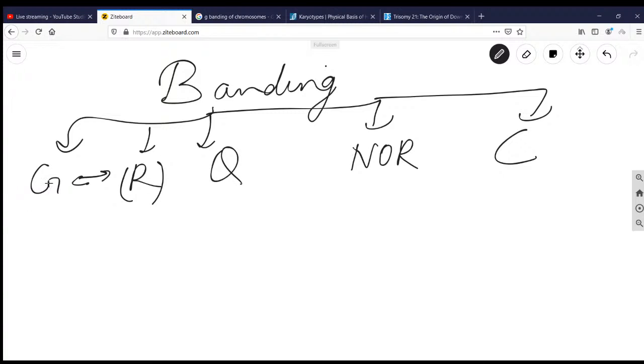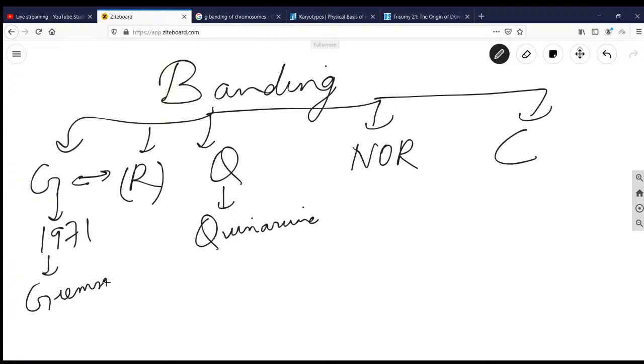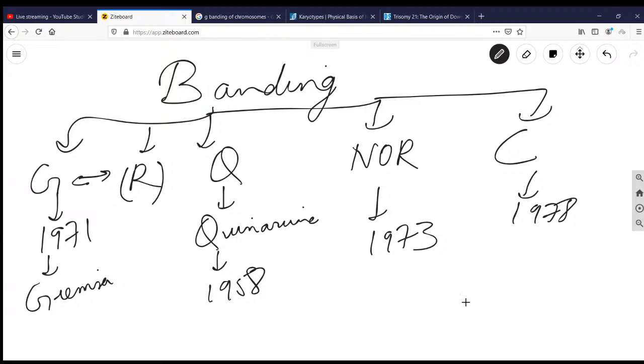G banding was discovered in 1971. Q banding uses the dye quinacrine, or quinacrine mustard. G uses the dye known as Giemsa stain. So this was discovered in 1971, this was discovered in 1958. The oldest one is Q banding. Then in 1973 came this one, then in 1978 came this one.